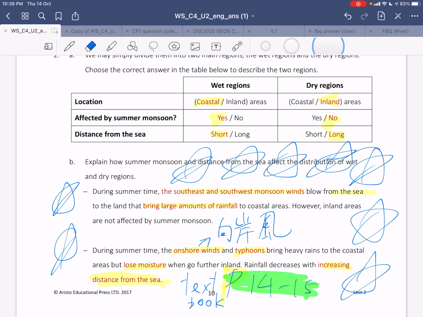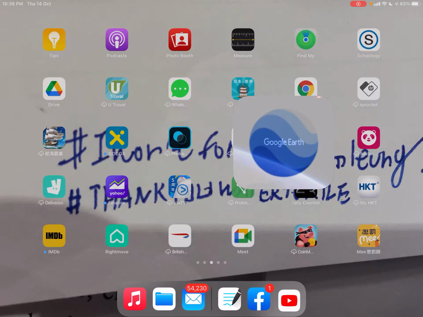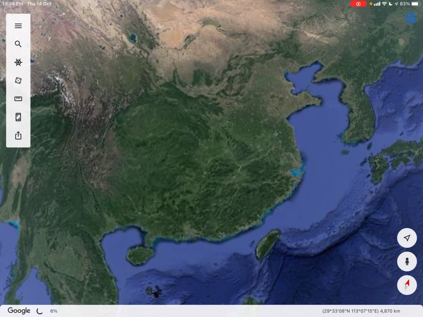But I would like to have a short account for this first. During the summertime, the southeast and southwest monsoon wind blows from the sea to the land, bringing a large amount of rainfall to the coastal area, while the inland area is not much affected by the summer monsoon. What is it about? It is about like this.